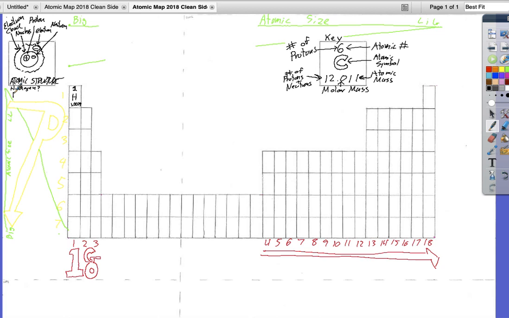Oh, I didn't make it red. Here we go. So we have D, E, U, T, E, R, I, U, M. I'm just going to lightly cross out hydrogen, if it'll let me. And it now says deuterium.